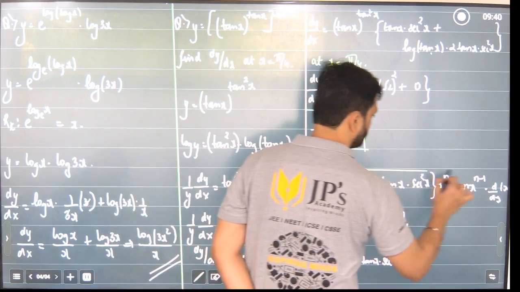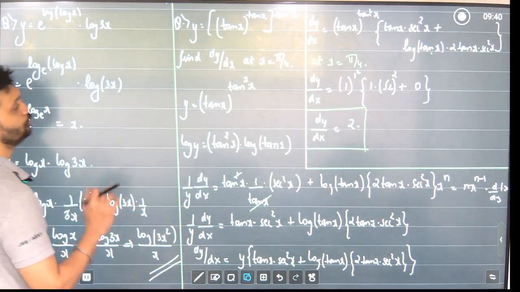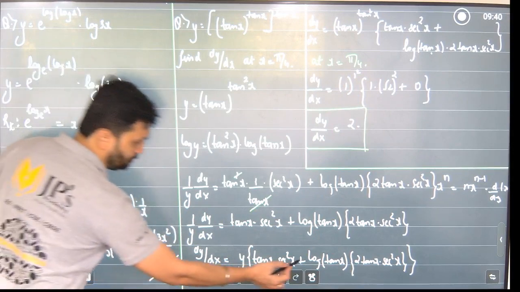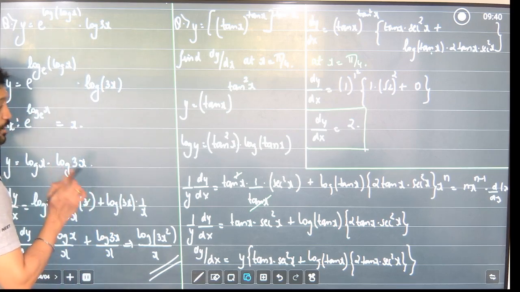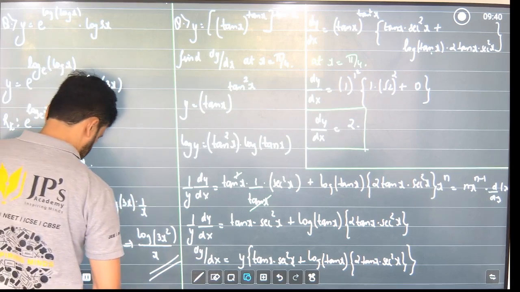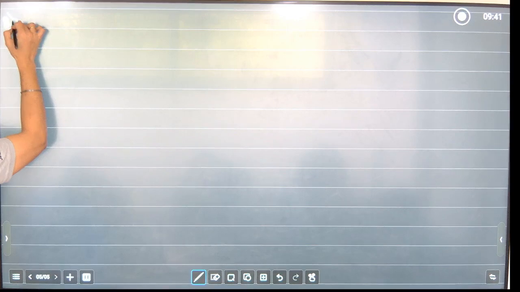Has everybody understood this? Yes. Dy by dx has become 2 because the term after log has become 0, because log 1 is 0. Okay. Last sum of logarithm and differentiation.